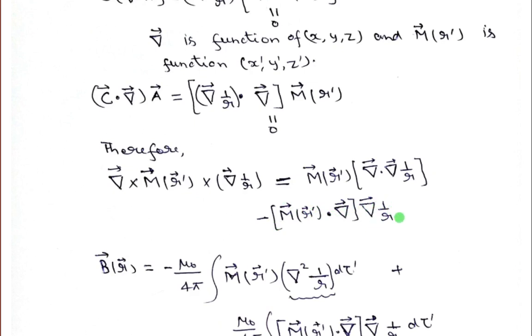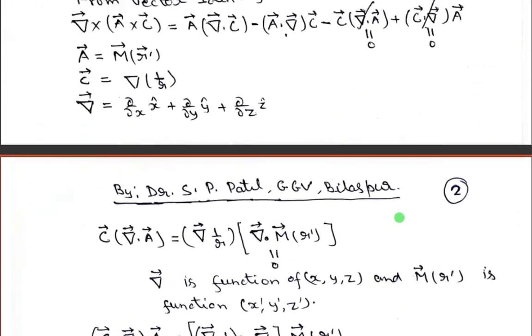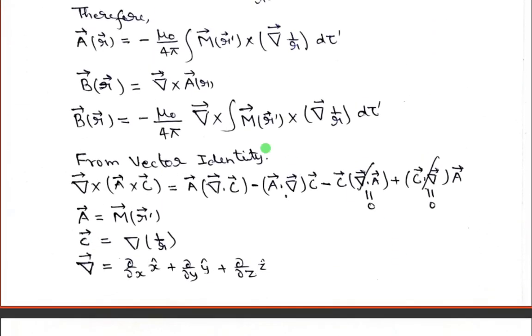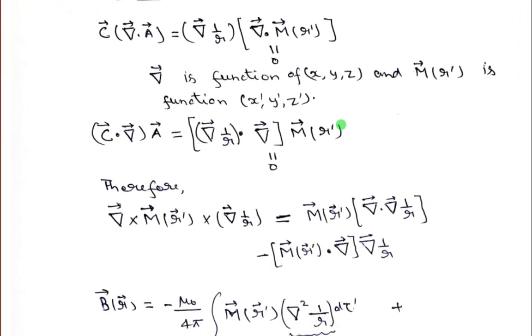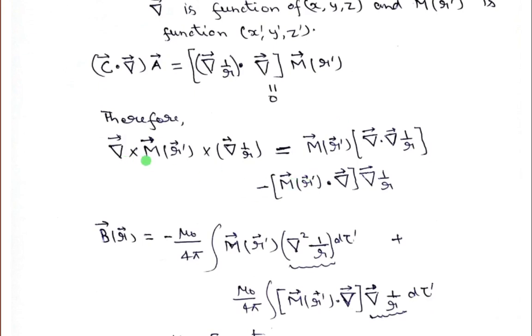So now if you go back to the previous page, what do we have? In place of del cross m cross gradient of 1 upon r, what can we write? We can write these two quantities. So in place of this quantity, we can write this right hand side quantity.